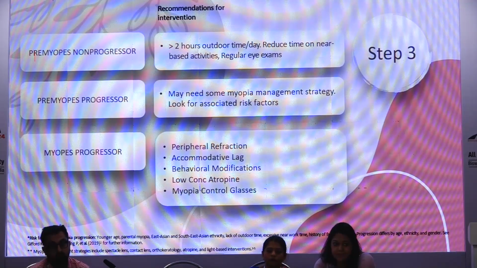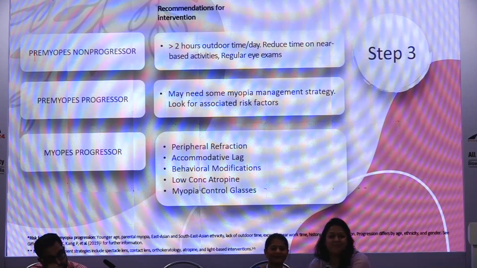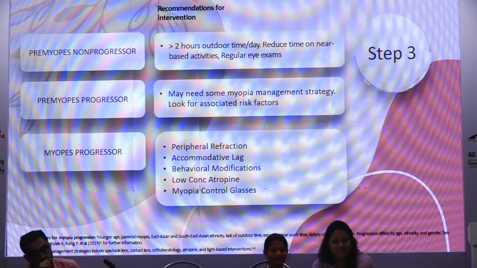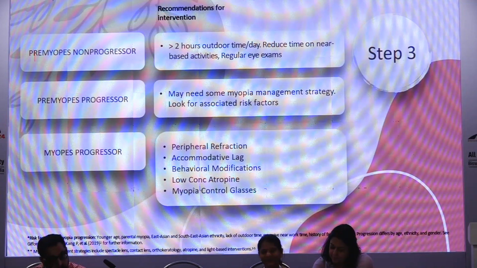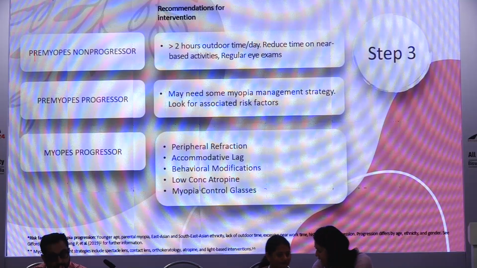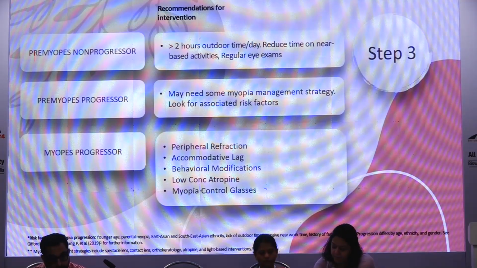So these are our recommendations which we follow at our clinic. Pre-myopes who are non-progressors, you don't have to do anything. Even if there is a history of sibling myopia, parental myopia, you just have to wait and watch for the progression to occur. In the meantime, the most powerful intervention is behavioral changes, outdoor activities, less near work, less screen time. That is the most important intervention that we can do when there is no progression and we want to stop any progression that can happen.